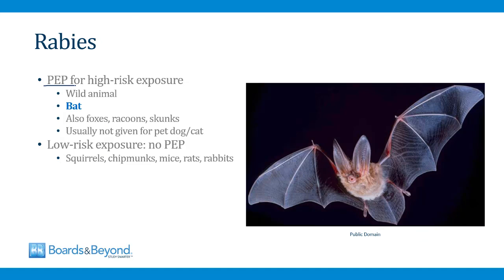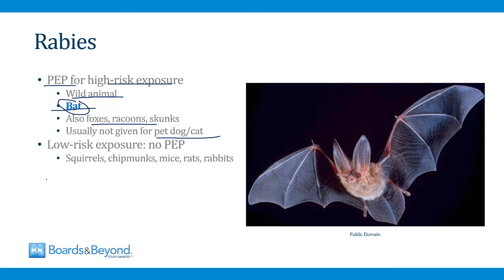So who should get post-exposure prophylaxis? Well, the high-risk exposures that definitely need rabies post-exposure prophylaxis are scratches or bites from a wild animal, especially from a bat. Bats are very high risk for transmitting rabies. Also animals like foxes, raccoons, and skunks. Usually post-exposure prophylaxis is not given if someone is bitten by a pet dog or cat.